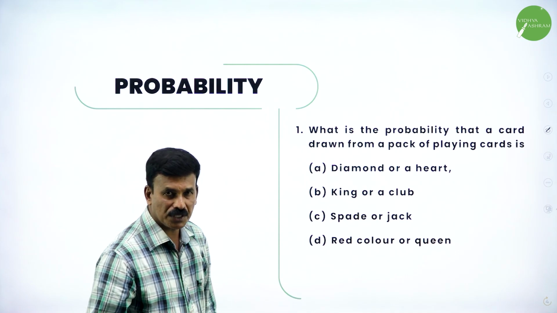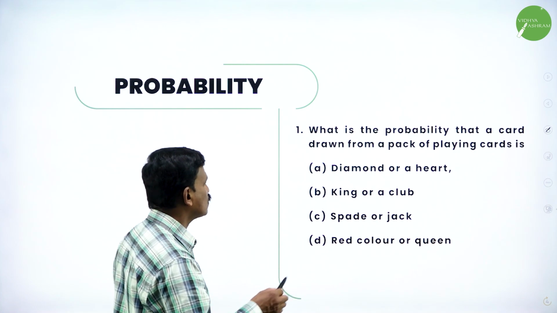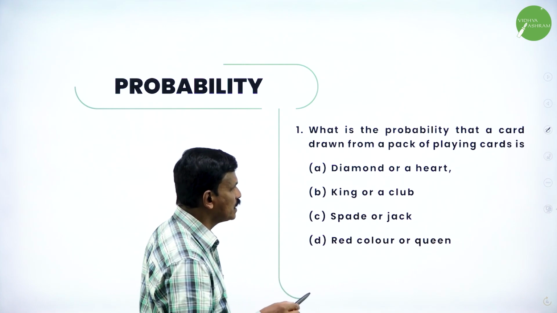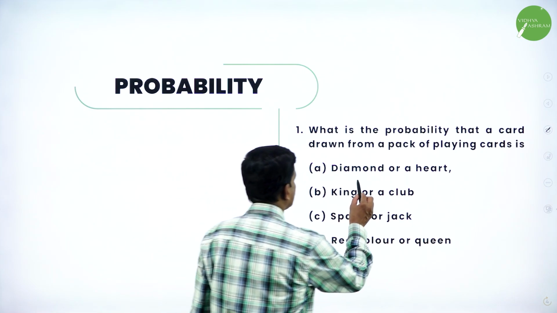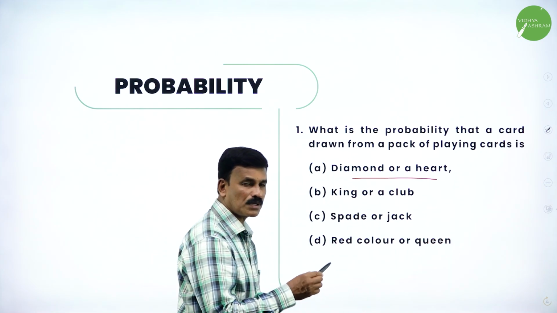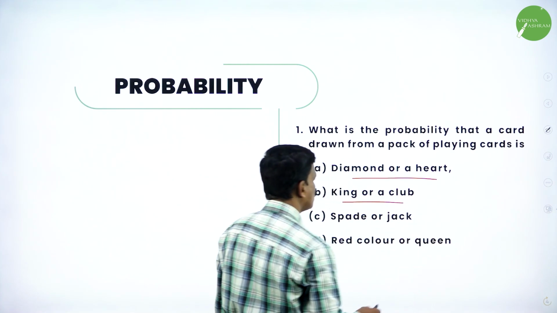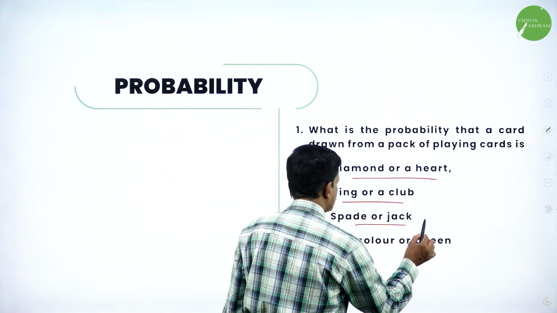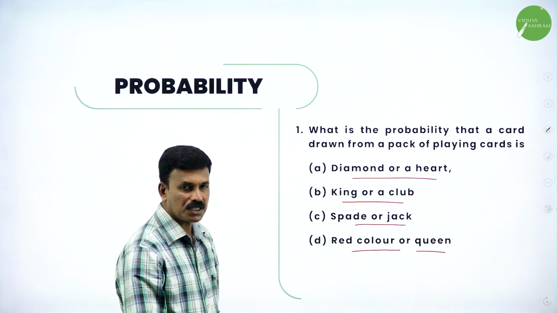Now this is very important for 3 marks. What is the probability that a card drawn from a pack of playing cards is, there are conditions given: a diamond or a heart? What is the probability of getting king or a club, spade or a jack, red color or a queen? These are the few questions given here.